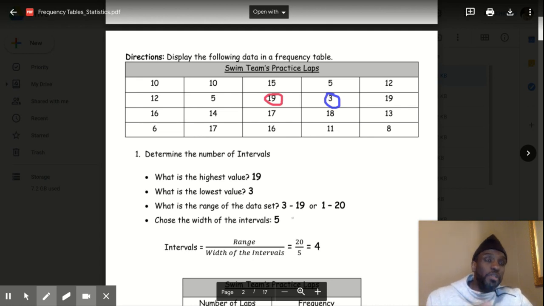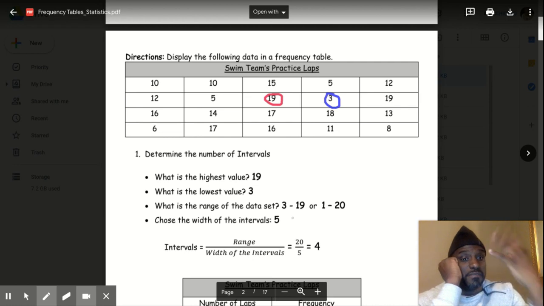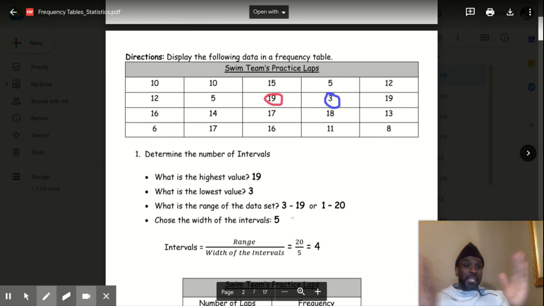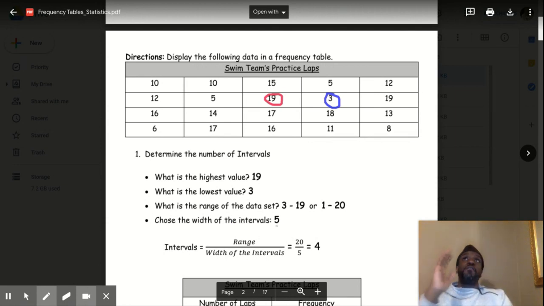Why am I saying 1 to 20? Because I know I can break 20 up into 4s. I can break 20 up into 5s. I can break 20 up into 2s. So I'm going to say 1 to 20 because it covers the data and I could break 20 up evenly, okay? Now, choose the width of your intervals. Because my numbers go from 3 to 19, I'm going to say I want to look at everybody that did from 1 to 20. And then I know that 20 could be divided evenly by 5.